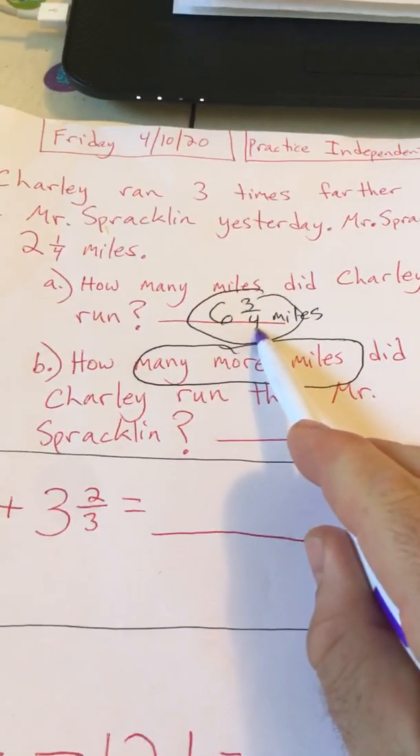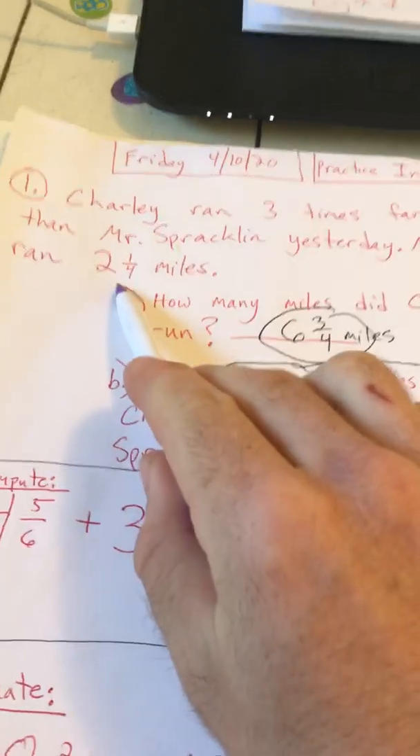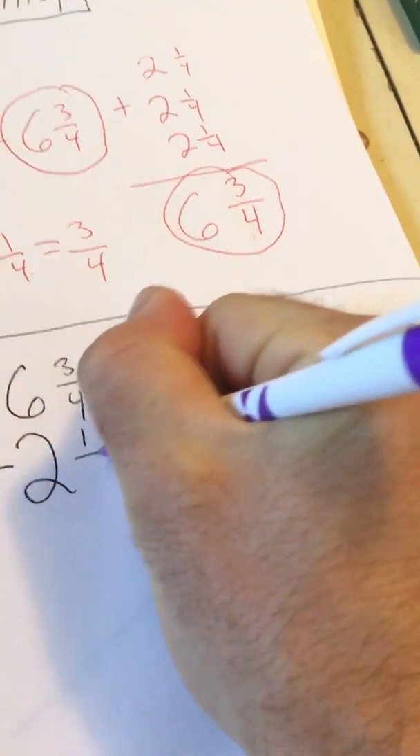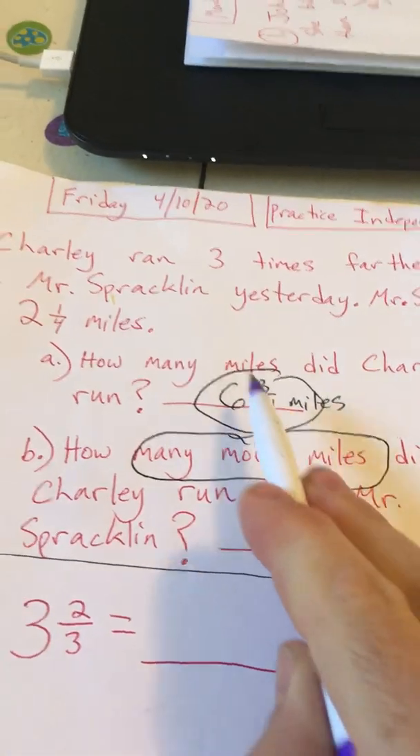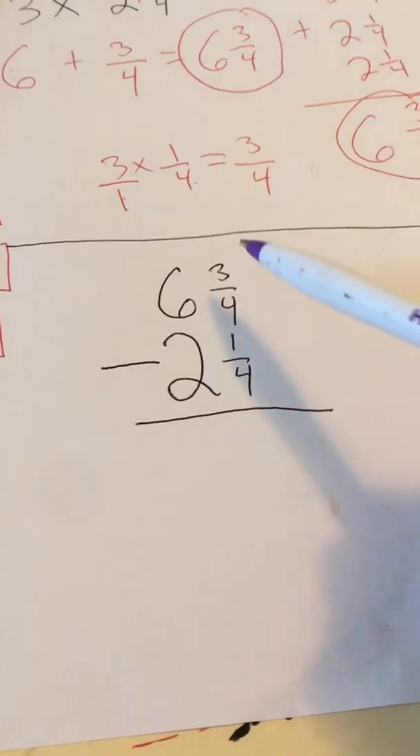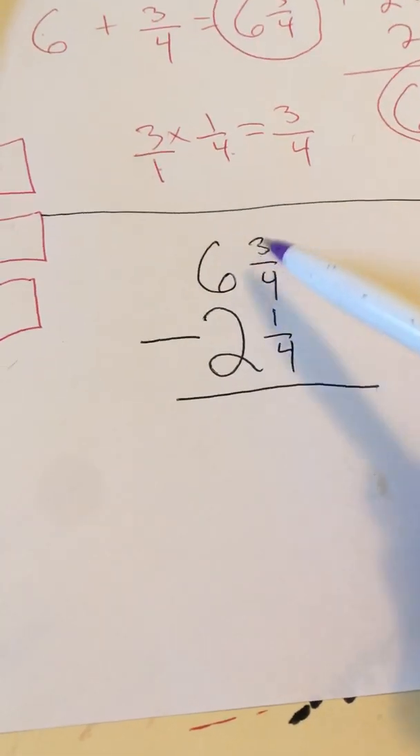So 6 3/4 miles is how many he ran. I ran 2 1/4. So if you do 6 3/4 minus 2 1/4, and then just make sure you got the numbers right, 6 3/4 minus how much I ran, which was 2 1/4. To subtract them, we will find out how much more he ran than I ran.